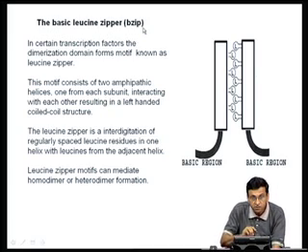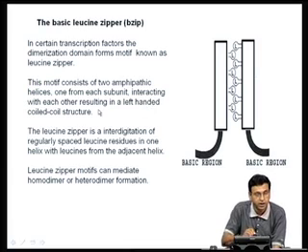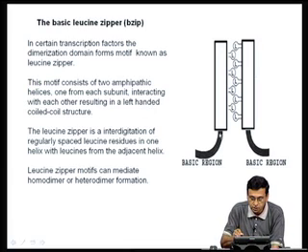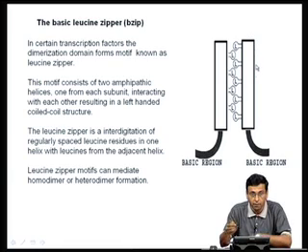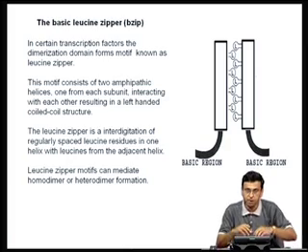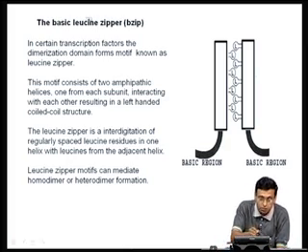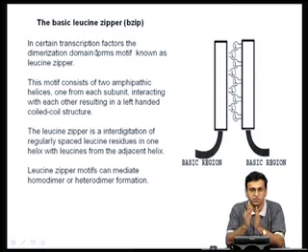Now, this motif is slightly different from what we have discussed so far in the sense that this motif consists of two amphipathic helices, one from each subunit, interacting with each other resulting in a left handed coil structure. These are the two amphipathic helices which I have shown here, and very interesting here is that, remember, when we are talking about these things, we assume that all these transcription factors which contain these domains bind as dimers. It can be a homodimer or it can be a heterodimer. But they bind as dimers, and what this leucine zipper does is it facilitates dimerization.